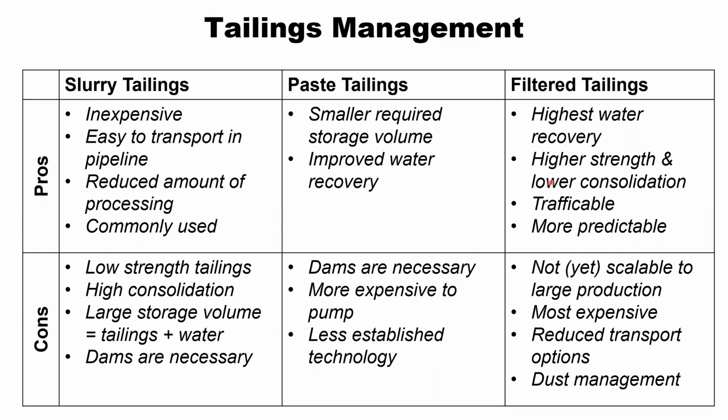On the other end of the spectrum are filtered tailings. You're taking out most of the water at the processing plant. Therefore, as it is placed, it's going to have much higher strength and is going to consolidate much less. It's going to be almost immediately trafficable, and behaviors might be a little bit more predictable.